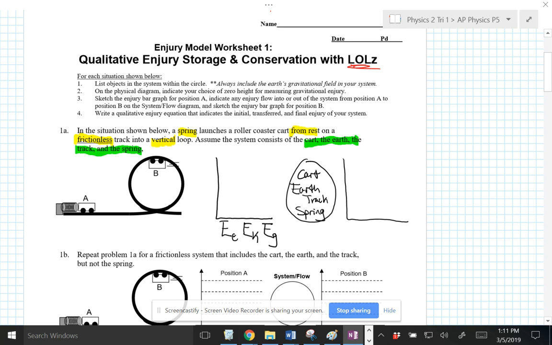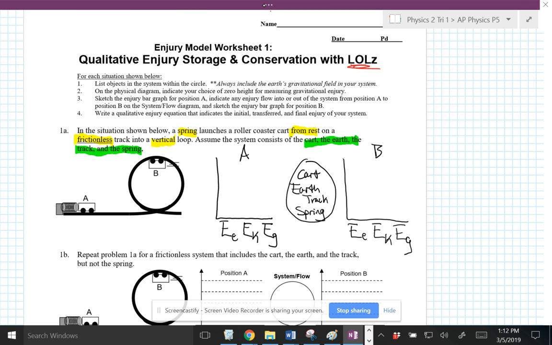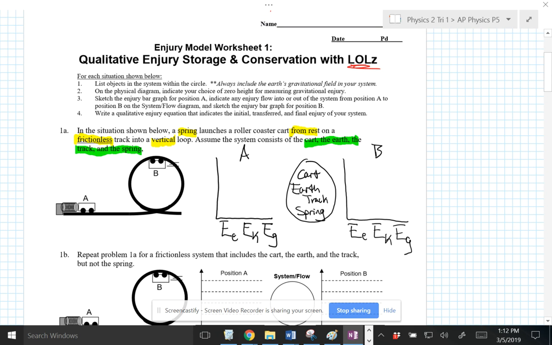I don't see any mention about friction. In fact, I see it's frictionless. So I'm not going to include that. Okay. I'm going to put those same forms on the second L and anchor them to specific times. Okay. So the first L goes along with position A. The second L goes along with position B. So let's roll through this here.